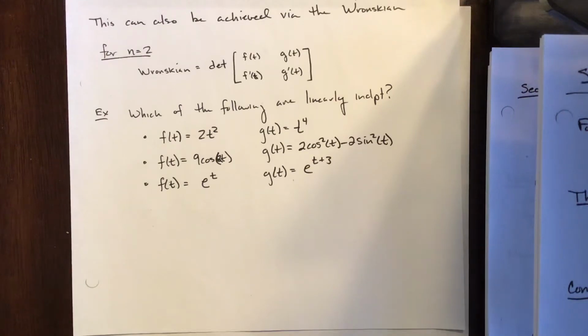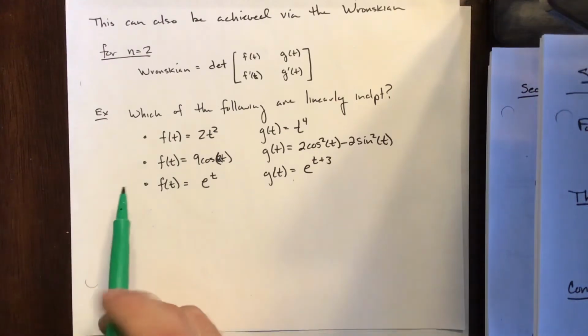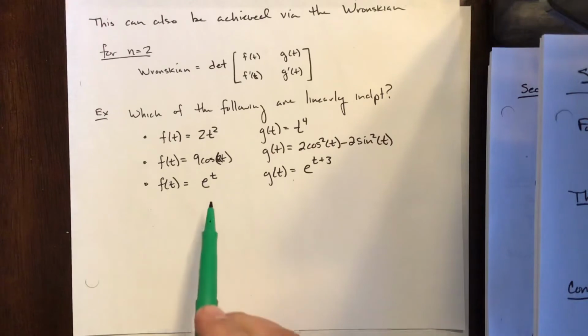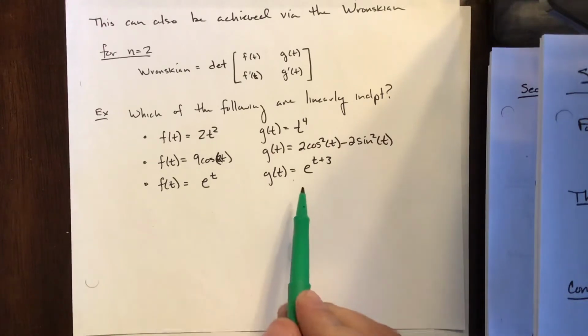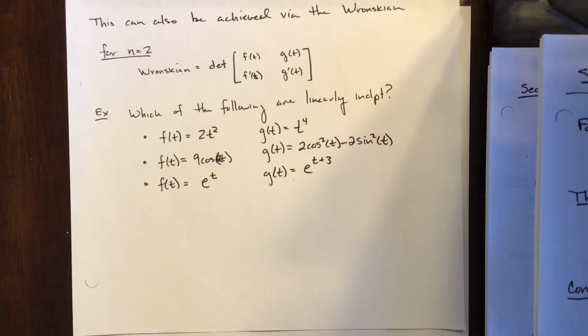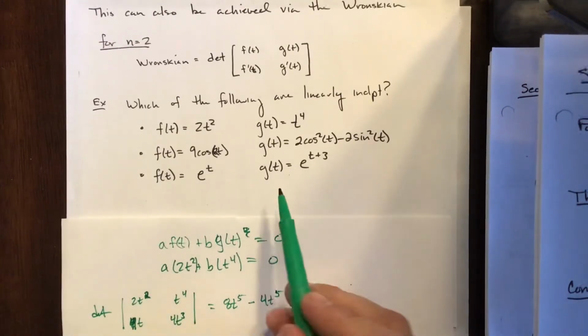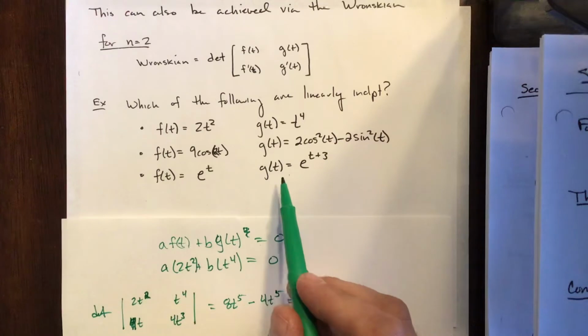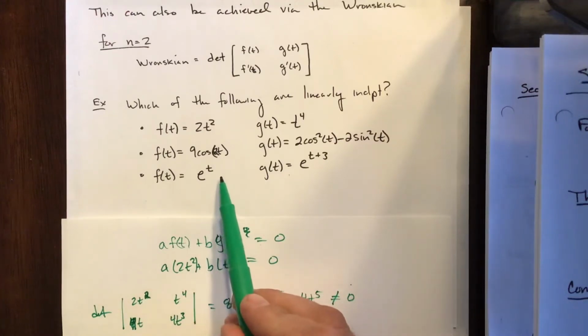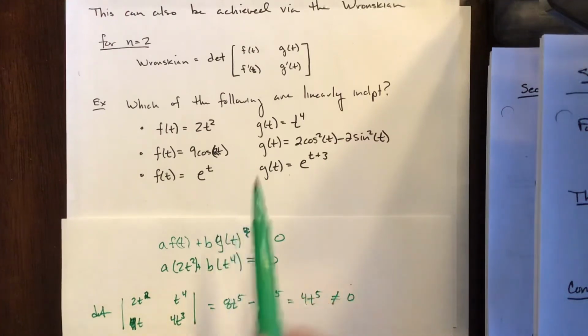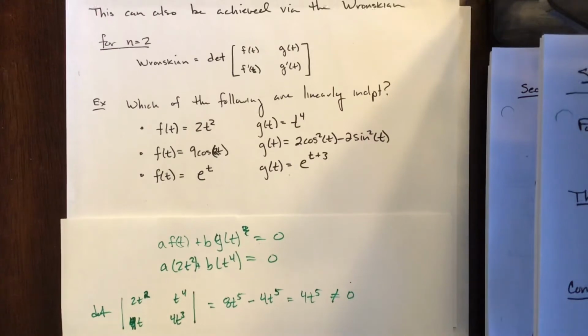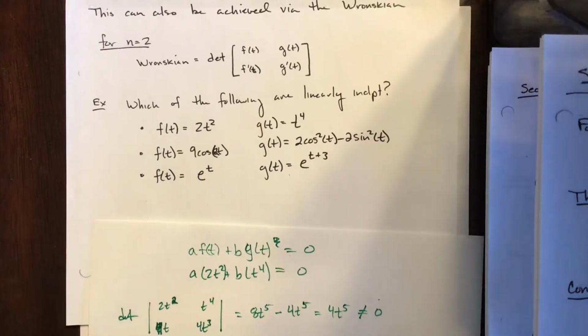Okay. Not sure about the middle one. Okay, that's maybe not as obvious, but the bottom one certainly is. e to the t and e to the t plus 3. Okay, because the function g of t is e cubed times larger than the function f. So let's make sure that the Wronskian outputs 0 for that.